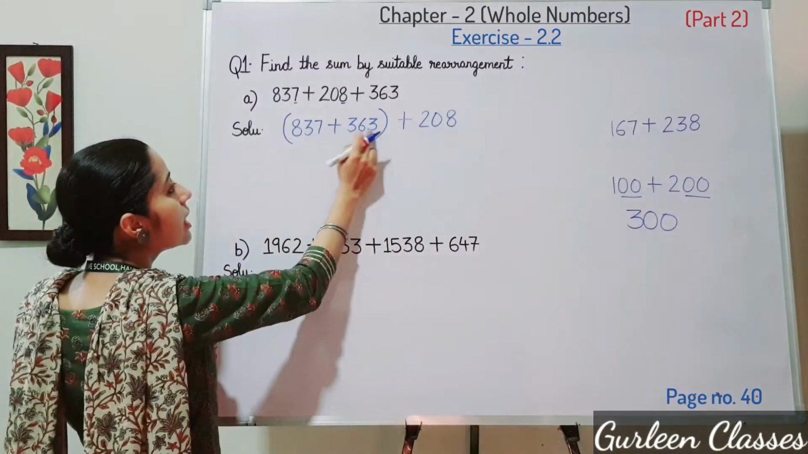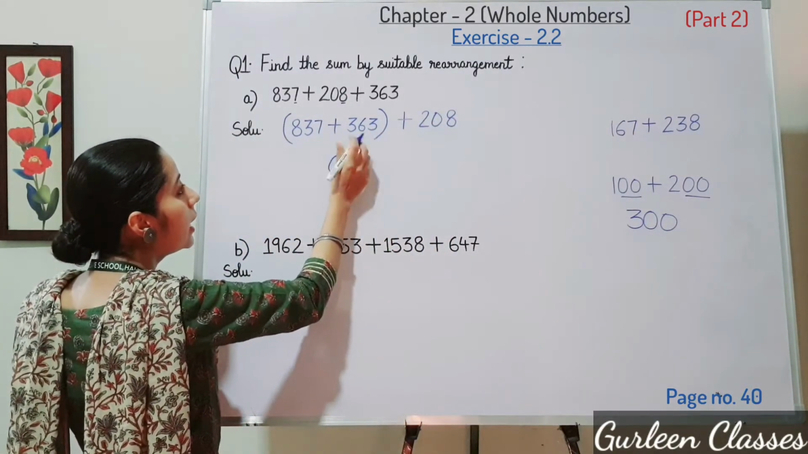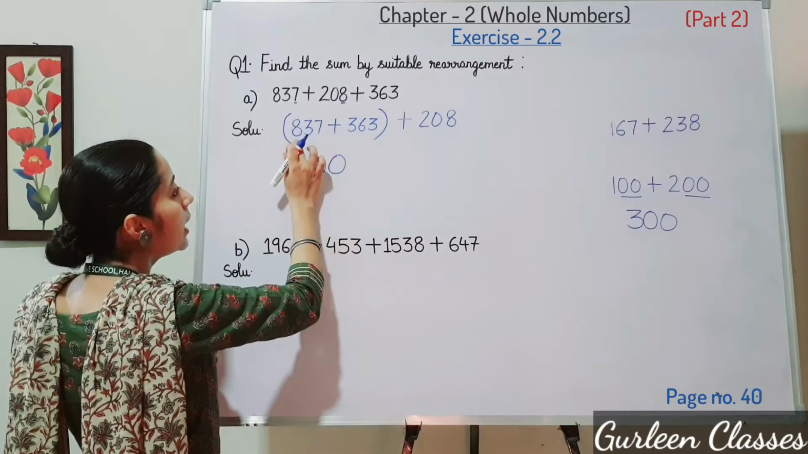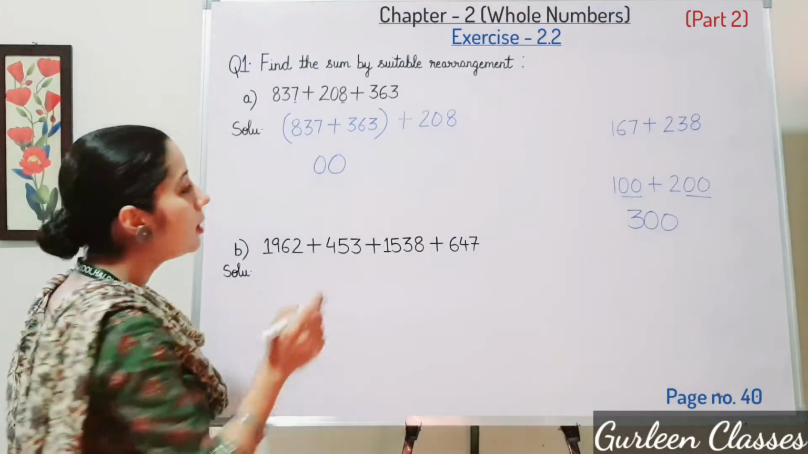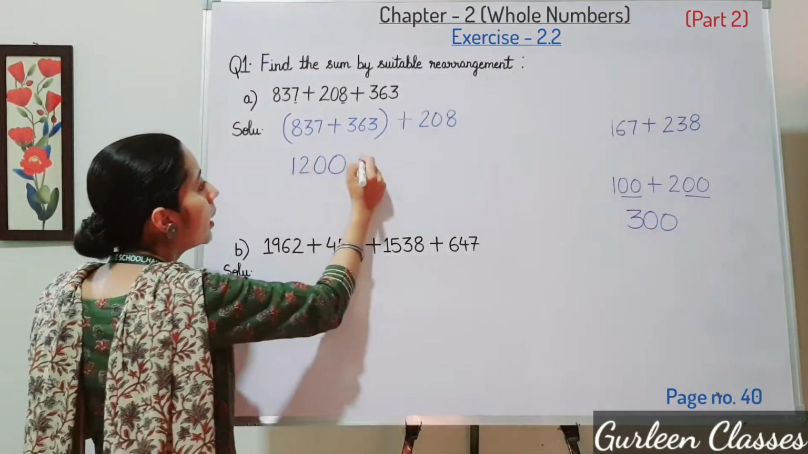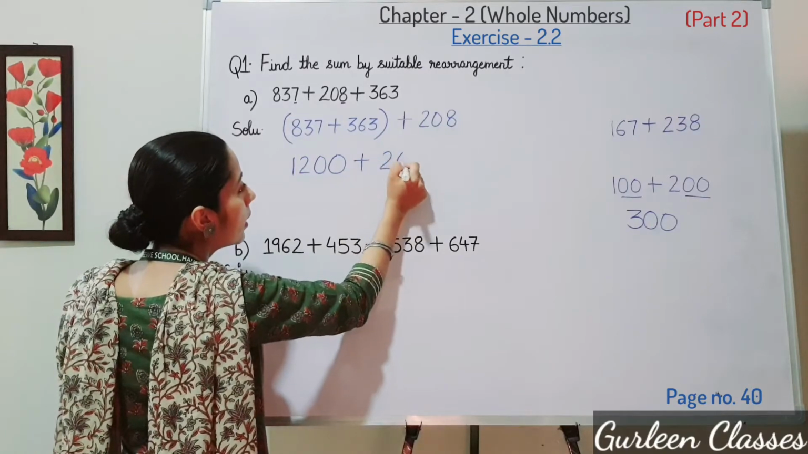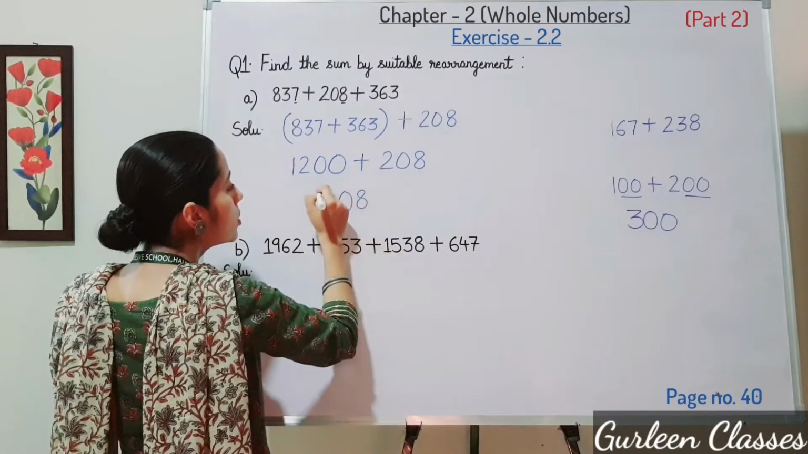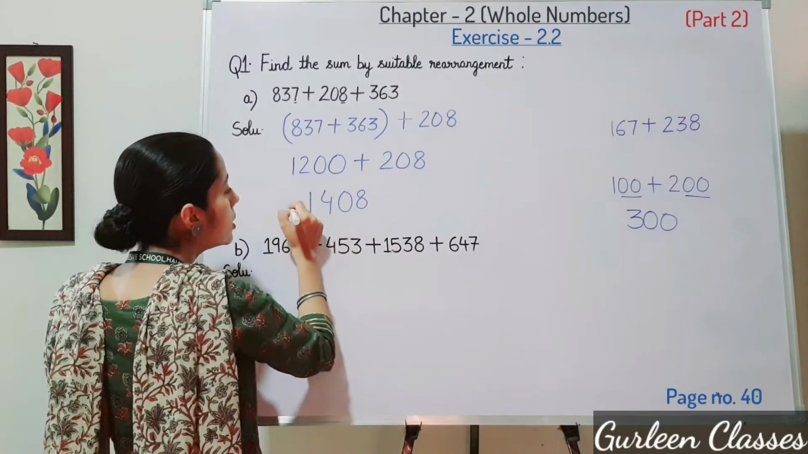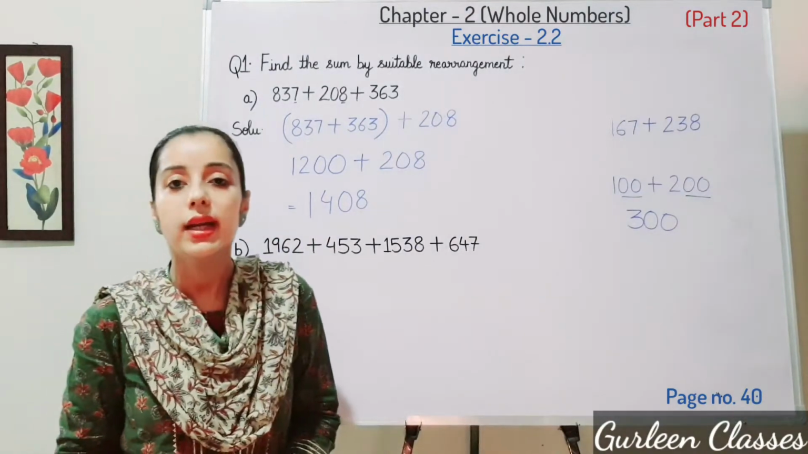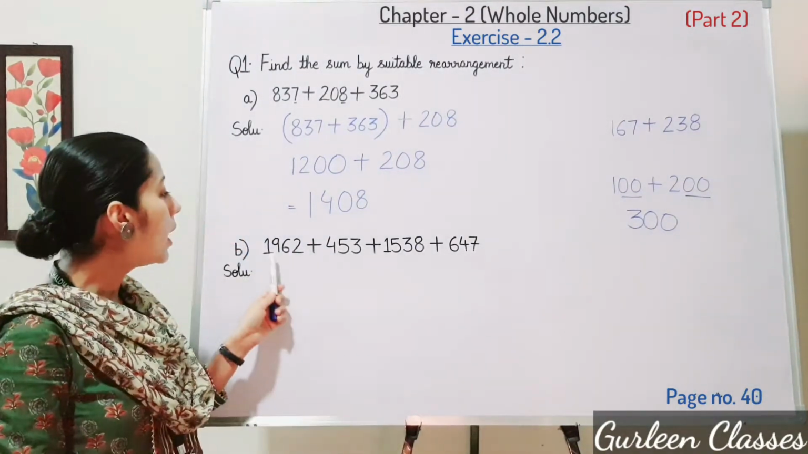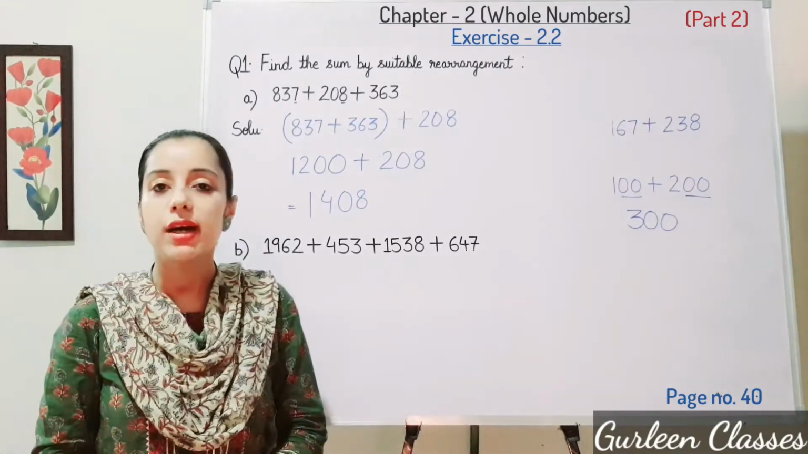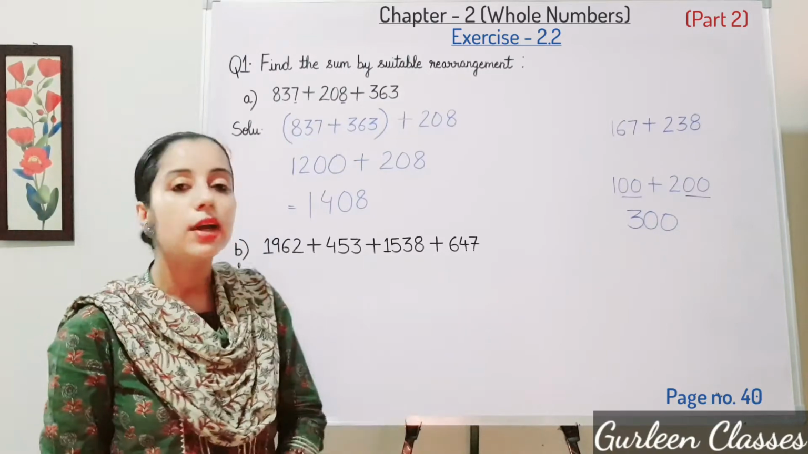So now let us add: 7 plus 3, 10. 1 carry. 6 plus 3, 9 plus 1, 10. 3 plus 8, 11 plus 1, 12. It will be 1200, plus 208. So it will be 8, 0, 2 plus 2, 4 and 1. So your answer is 1408.